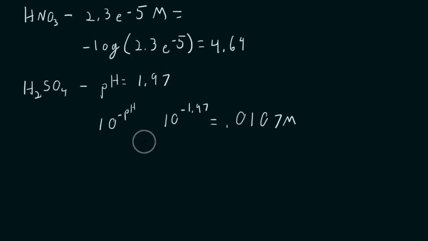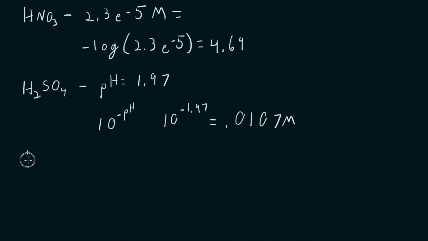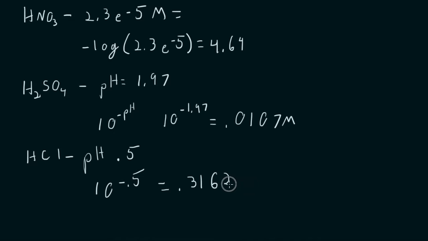So let's do that one more time. Let's do another HCl at a pH. Let's do even lower. Let's say a pH of 0.5. That's going to give me a concentration of 0.3162 molar. Notice, this is a higher concentration than this. Lower pH, higher concentration.